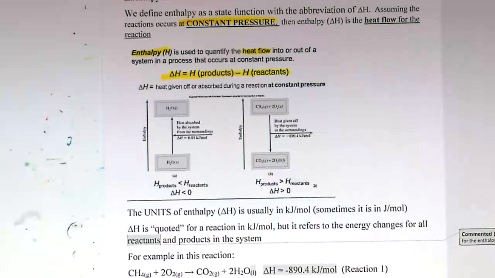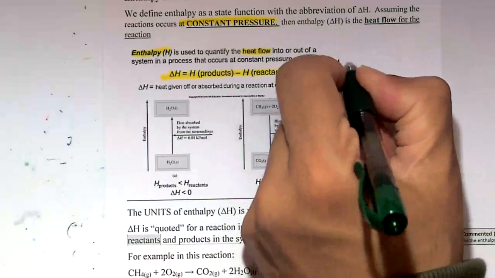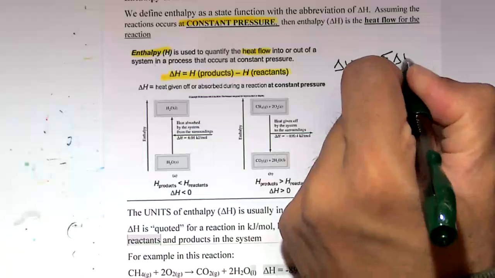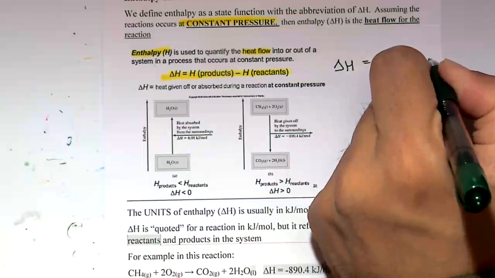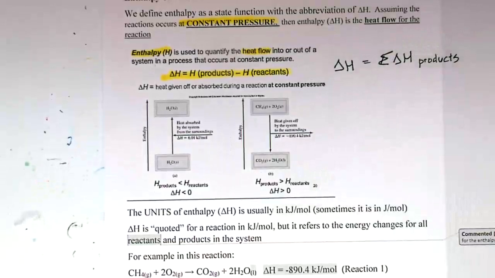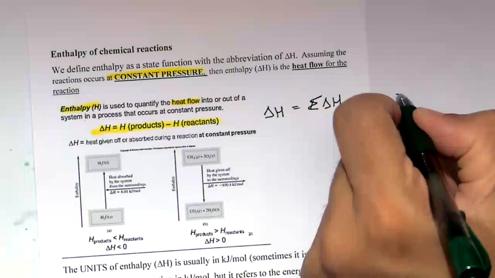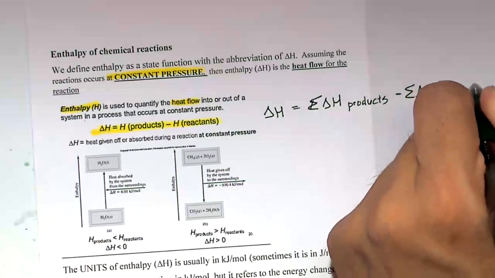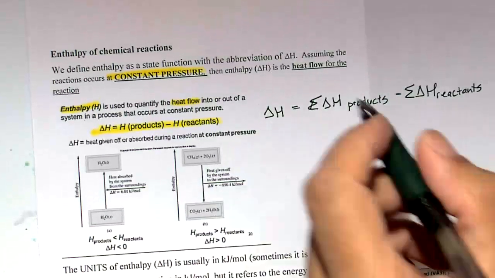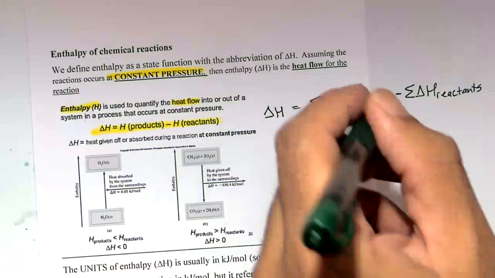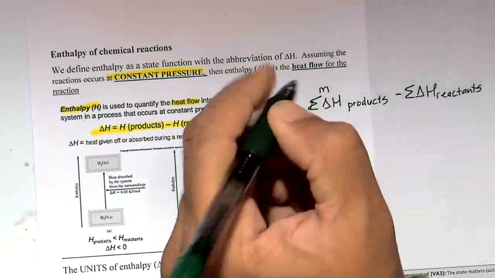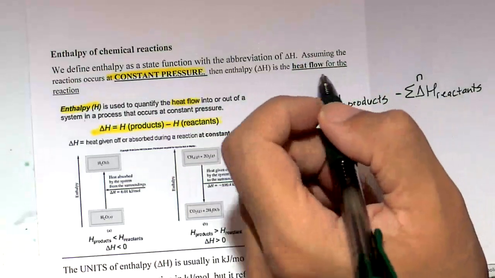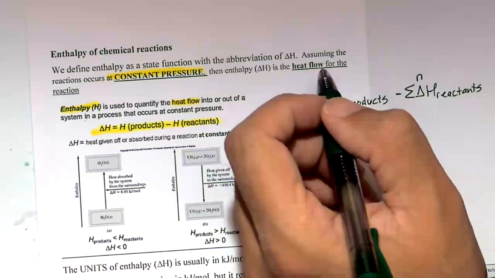So there's an equation that we'll utilize here, and it's the delta H. It's going to be the sum of the delta H products, minus the sum of the delta H reactants. You take the sum of the products minus the sum of the reactants, and sometimes you have to multiply it by the coefficient, the stoichiometric coefficient. We'll do a practice problem involving this.